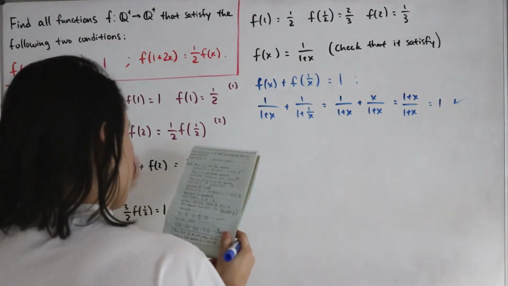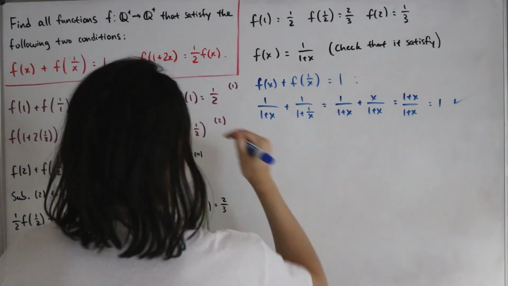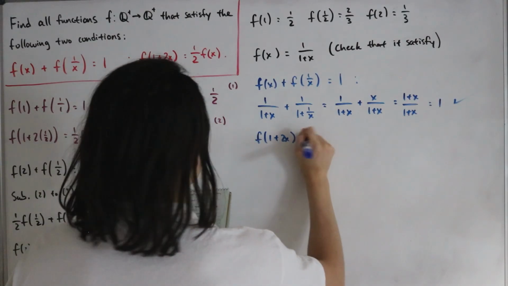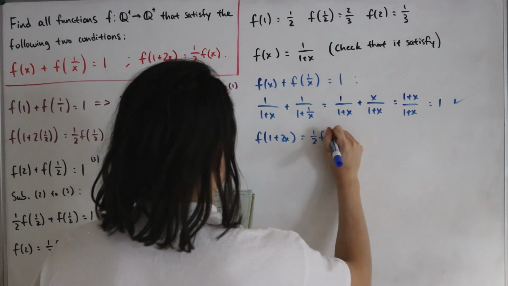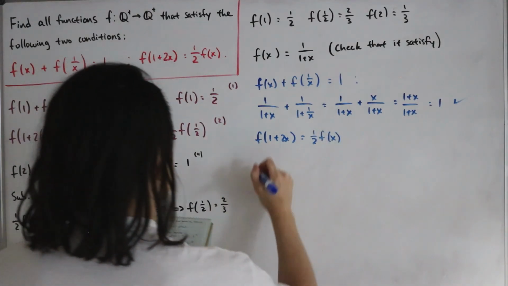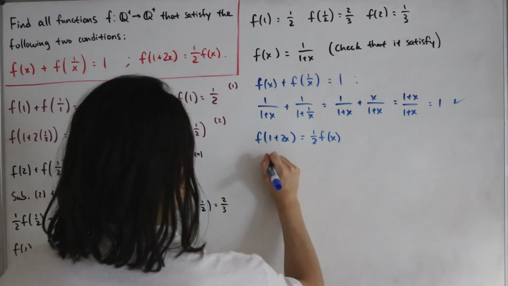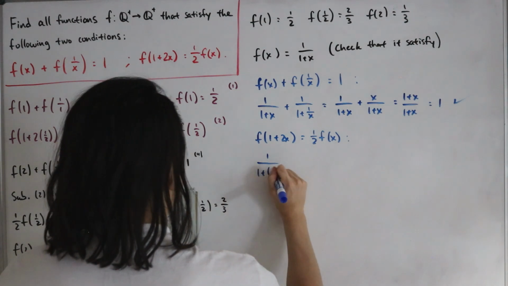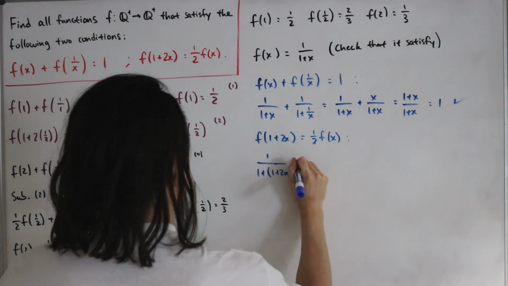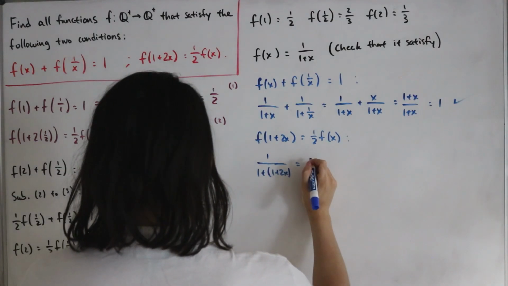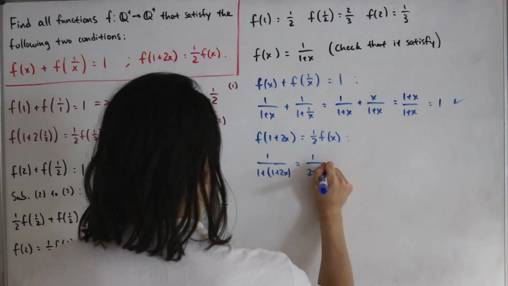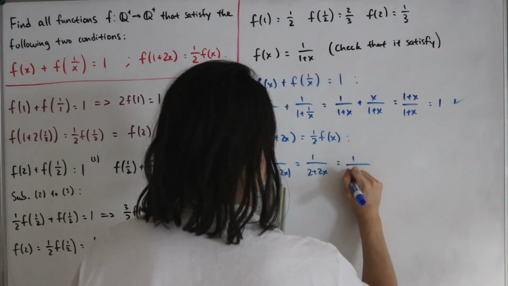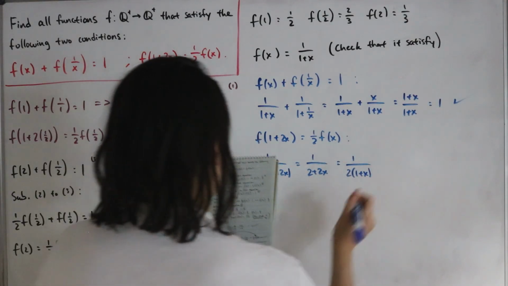So that checks out. Okay, now let's go into the second equation to verify. We have f of 1 plus 2x is equal to 1/2 times f of x. Plugging that in, this is going to be 1 divided by 1 plus the quantity 1 plus 2x. That's going to equal 1 divided by 2 plus 2x, which of course I can factor out the 2, so it's just 1 divided by 2 times 1 plus x.